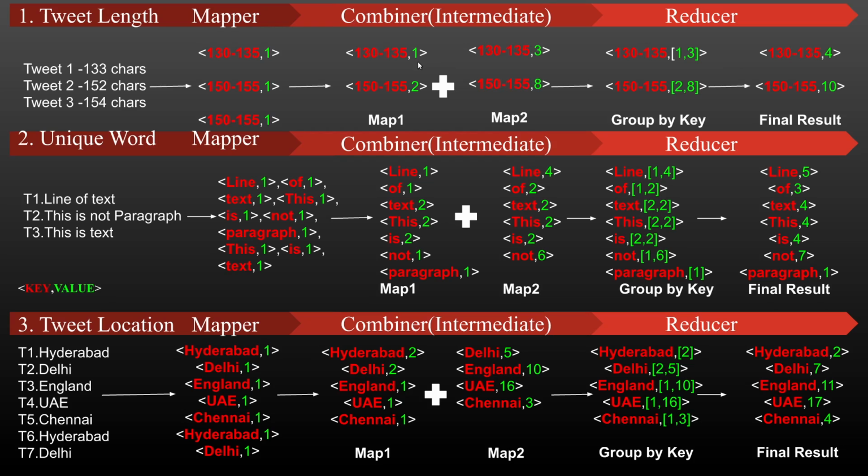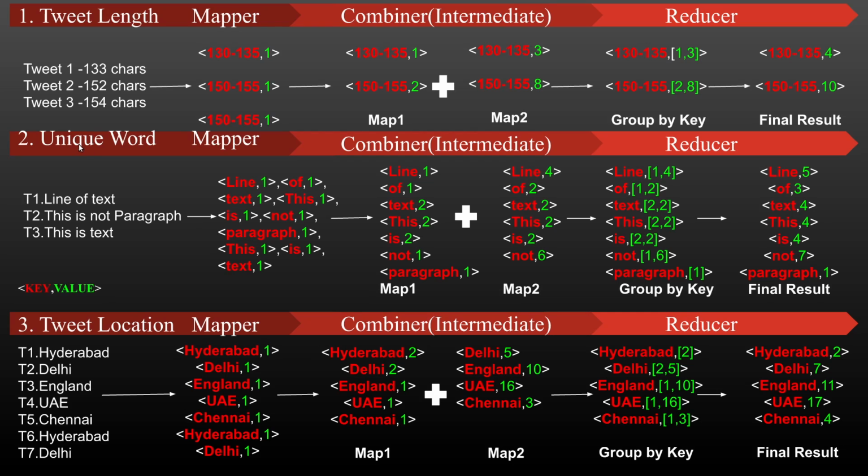In this example, we see the key 130 to 135 with value 1, and the key 130 to 135 from mapper 2 with its value 3, are grouped by key. So the common key is 130 to 135. The value list is 1, 3, obtained from the two mappers. A summation operation is performed, and these two are added up to form 4. We take a look at the next query now.